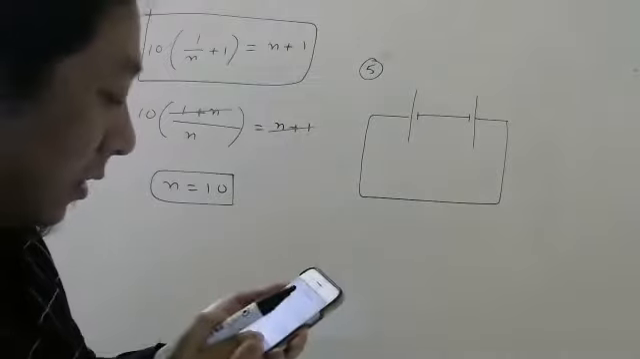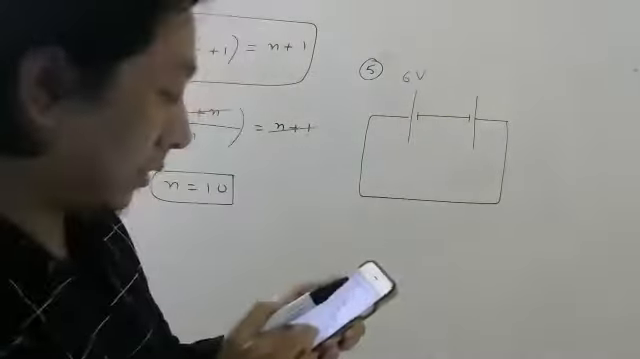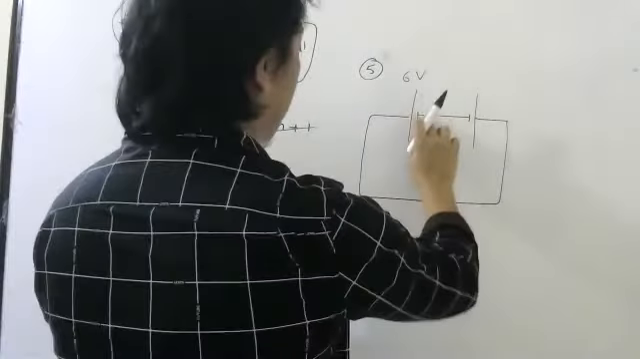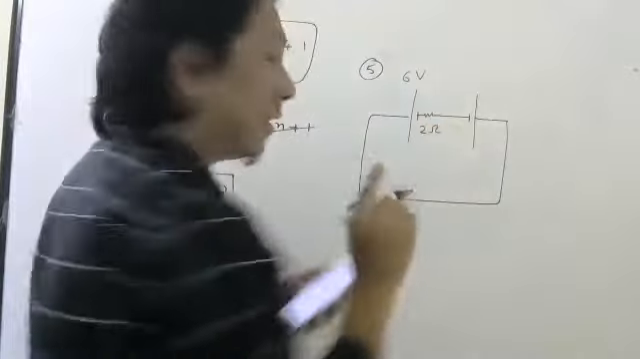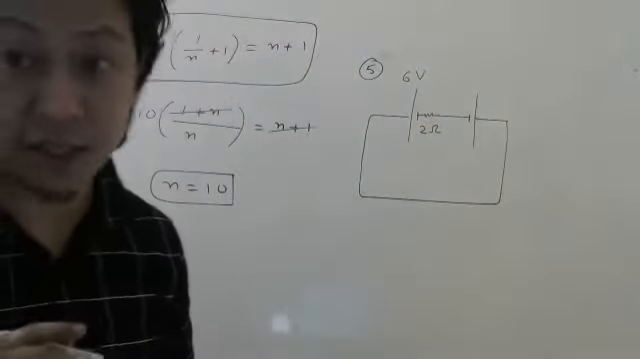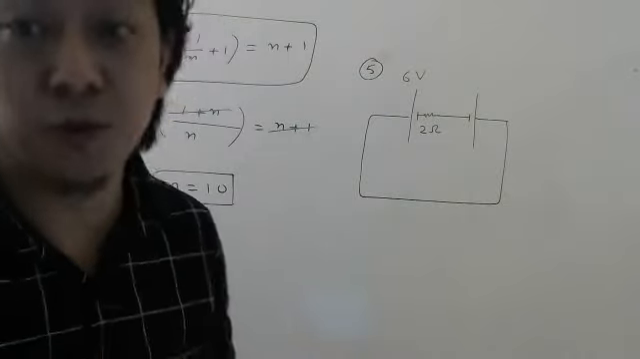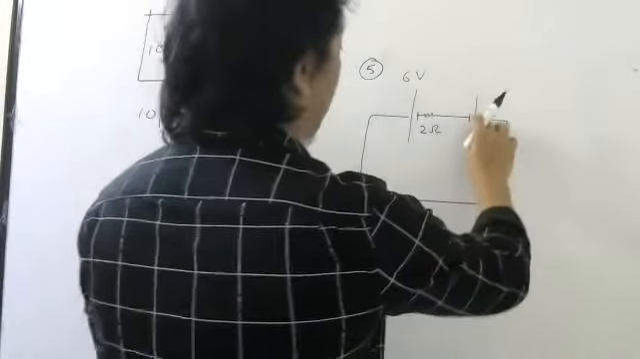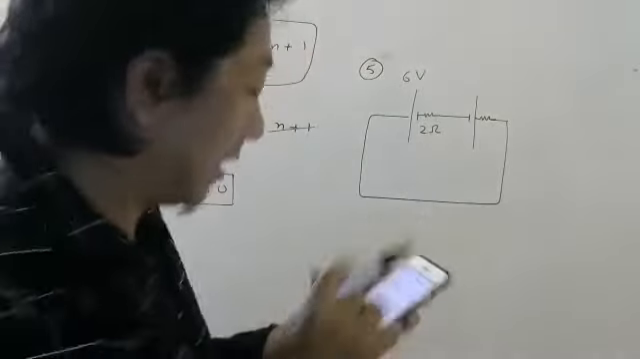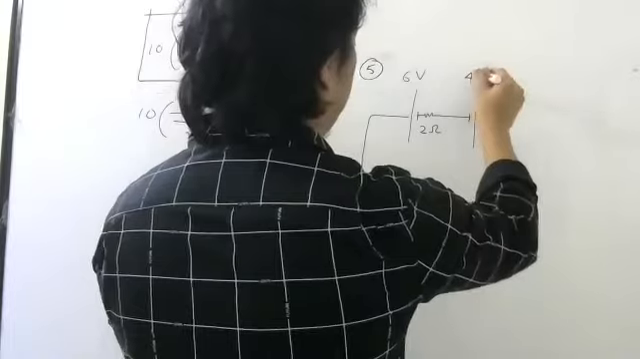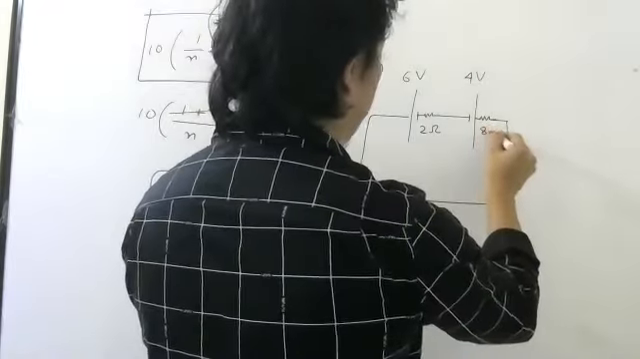Cell E1 is of 6 volt, and internal resistance 2 ohm. Let us show internal resistance, 2 ohm. They may not show you internal resistance sometimes because it is inside the battery, so they don't have to actually show you. But it is always better to show nearby. And the other cell has EMF 4 volt. Internal resistance is 8 ohm.